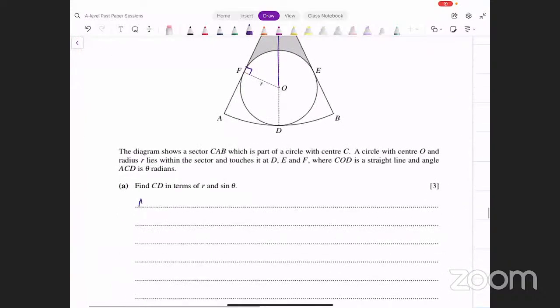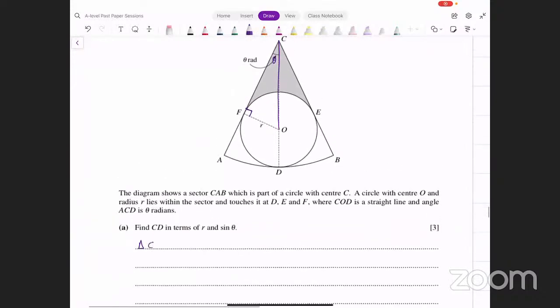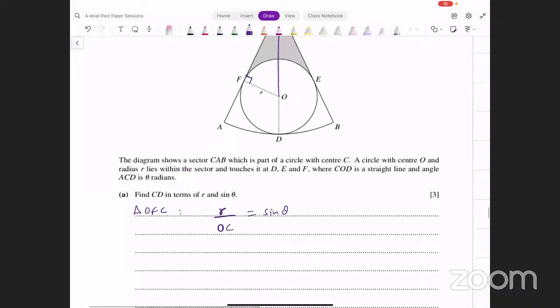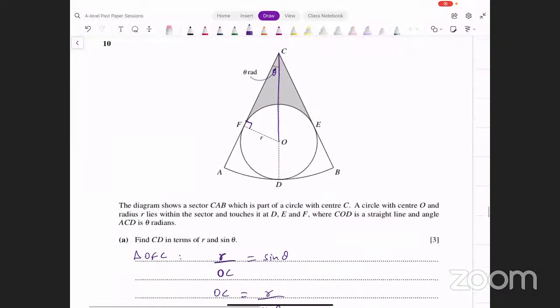Let's do that. So हम triangle कौन सी use कर रहे हैं? We're using the triangle CFO. OFC, this is the triangle. इसके अंदर theta के हिसाब से R is perpendicular and OC is hypotenuse. R over OC, perpendicular over hypotenuse, that should equal sine theta. That's what we've got. OC क्या आ जाएगा? OC is going to be R over sine theta. ये OC length आ गया हमारे पास, O से लेकर C तक.